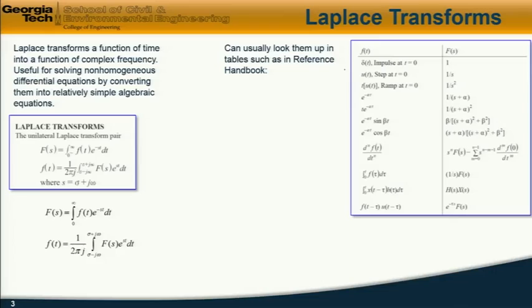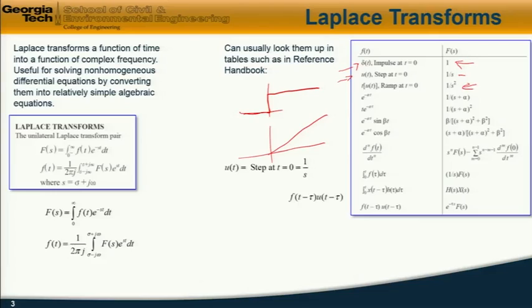For example, the transform of a delta function or an impulse at the origin, at t equals 0, is equal to 1. The transform of a step function, which looks like this, at t equals 0 is equal to 1 over s. The transform of a ramp function starting at time 0 is equal to 1 over s squared, etc. And a couple of other things from this. First, the step function is 1 over s.